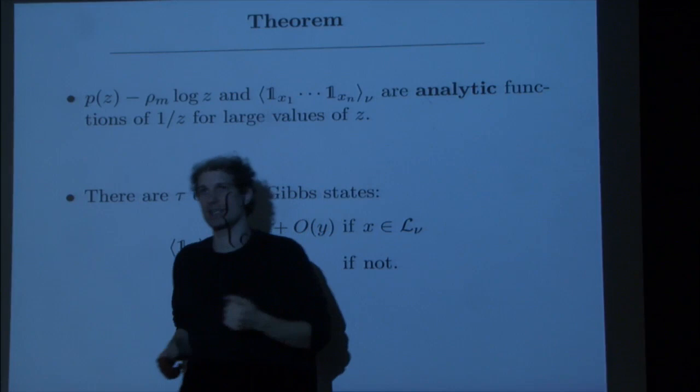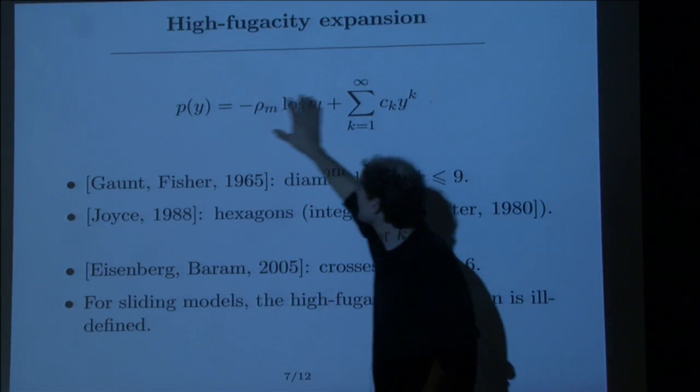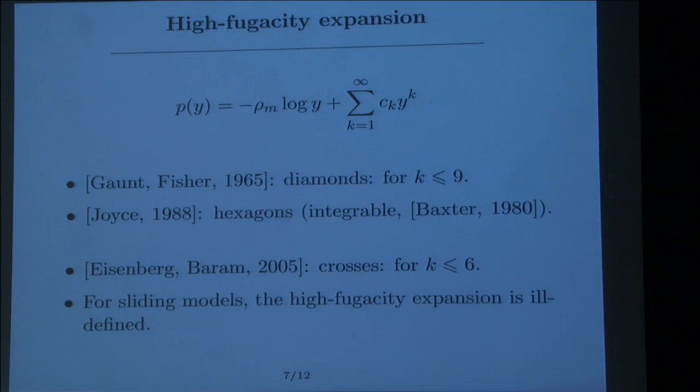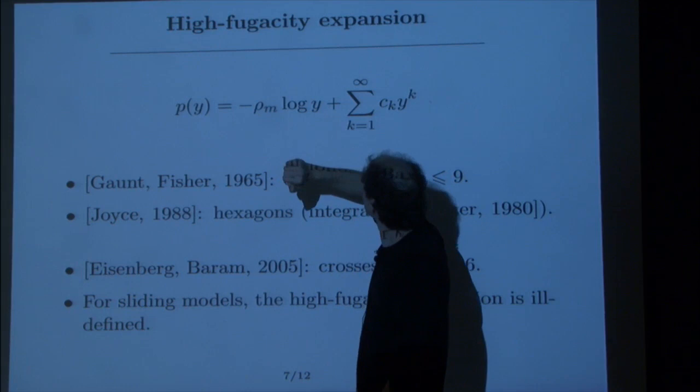Okay, I have some history here, which I'll go over somewhat quickly. I rewrote the high fugacity expansion here for the pressure. So we do the same thing for this P. We expand it in 1 over z. There's a first term here that is explicit. This converges, some estimate for a number of configurations. That's what you prove.